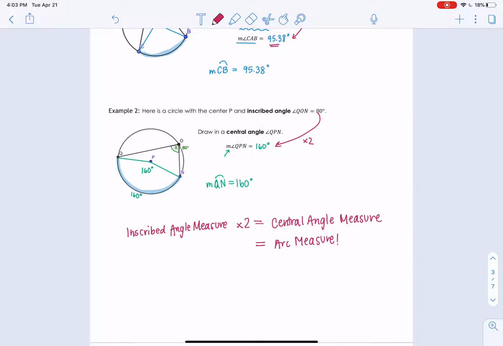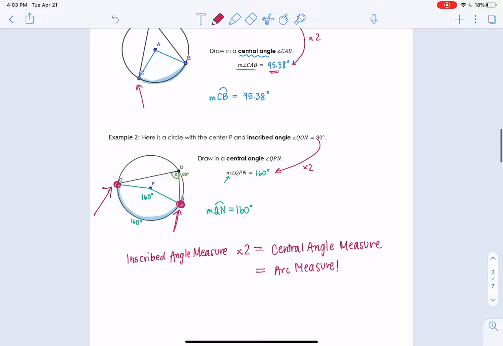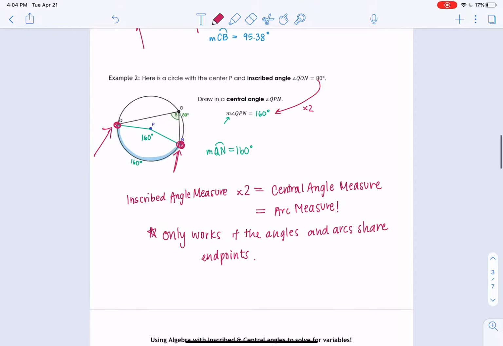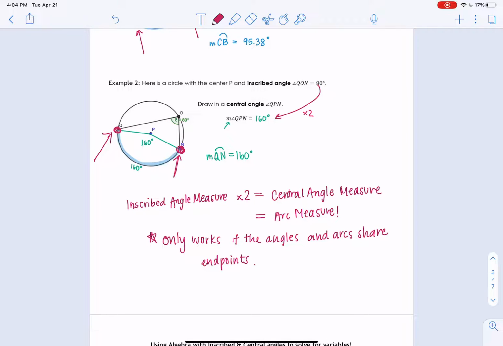And all of this works because they share endpoints. The Q and the N are shared. The C and the B are shared. So this only works if the angles and arcs share endpoints. Take a second, pause the video, jot this down, and we are going to show how we could use this to find variables and missing information.